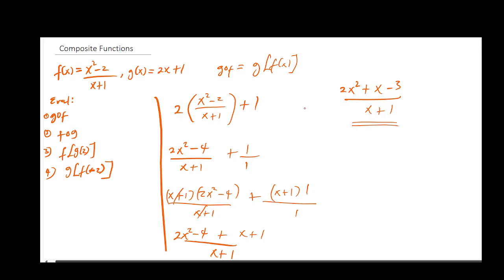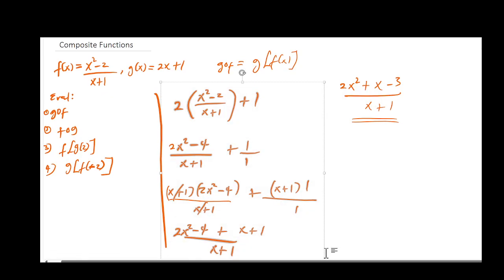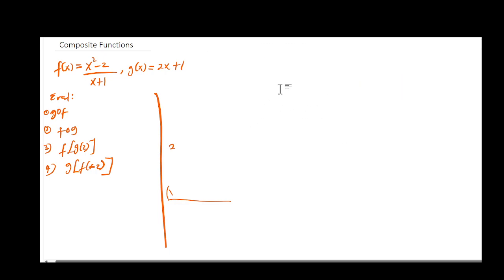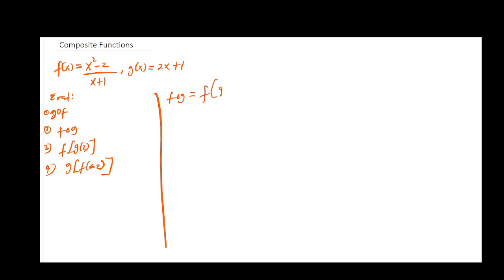Let's solve for f of g. So our f of g, which is the second one, f of g is equal to f of g of x. And our f of x is x squared minus 2 all over x plus 1. Anywhere we see x in f of x, we'll replace it with g of x. That is what it simply means.